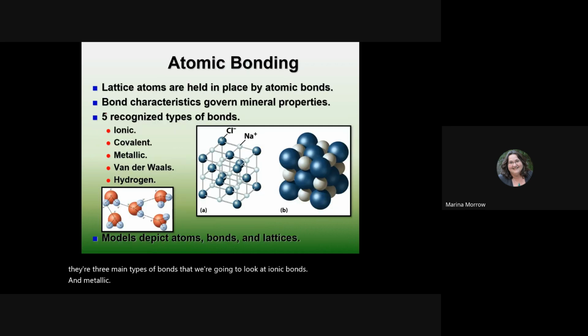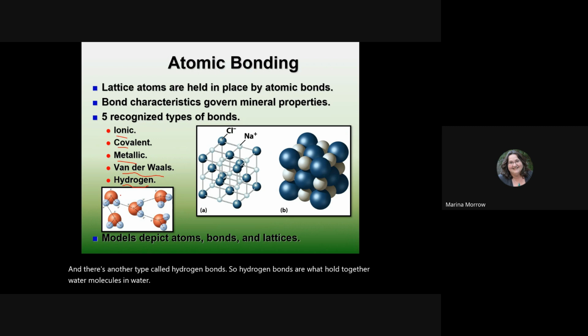Okay, so those lattices we were just looking at are held in place by atomic bonds. And so there are 5 recognized types: the ionic bonds, the covalent bonds, the metallic bonds, and then there are some that are called van der Waals forces, and there's another type called hydrogen bonds. So hydrogen bonds are what hold together water molecules in water.